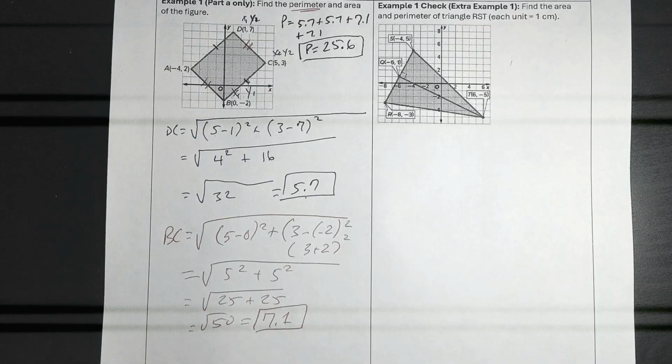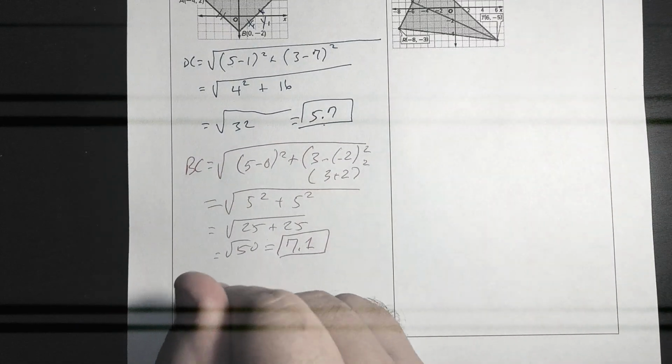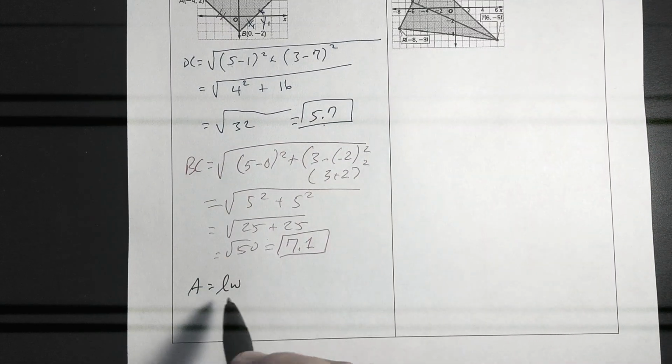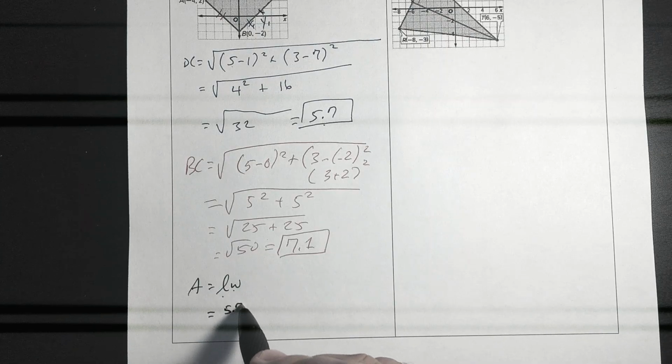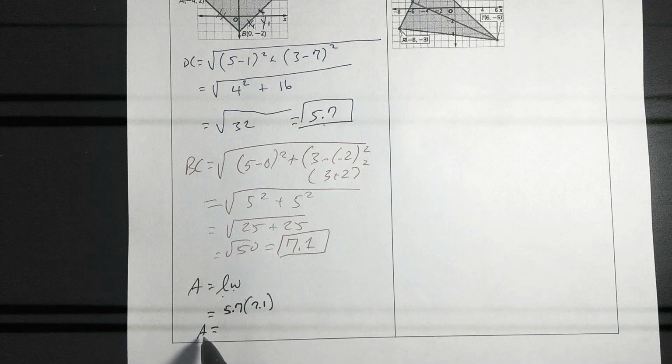Well, let's go down here at the bottom. Alright, so down at the bottom, our area, that was our length times width, or our short side times our long side, so that is 5.7 times 7.1. So the area for this one is 40.47, which we're going to round up to 40.5.